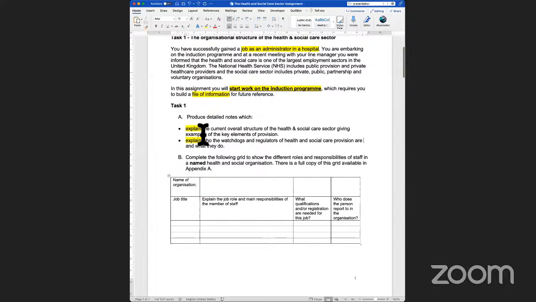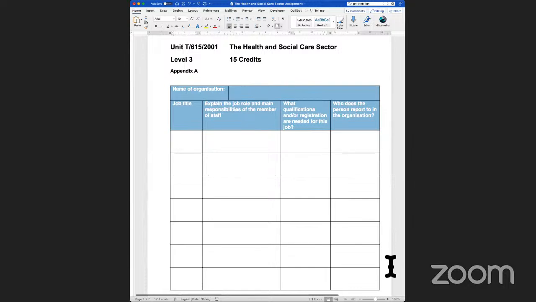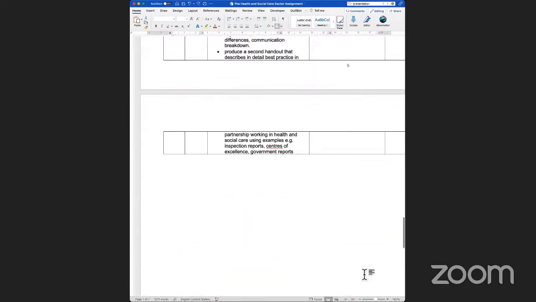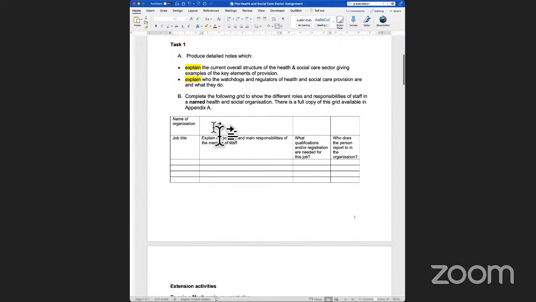Let's look at the assignment brief again. Here it says explain, explain. Here it says complete the following grid. Now this is the grid. And if I scroll down, ATHE has provided us a format or a template of that grid, which we have to copy and paste and then use in our Word document to cover part B of task 1. So it says complete the following grid to show different roles and responsibilities of a named health and social care organization.